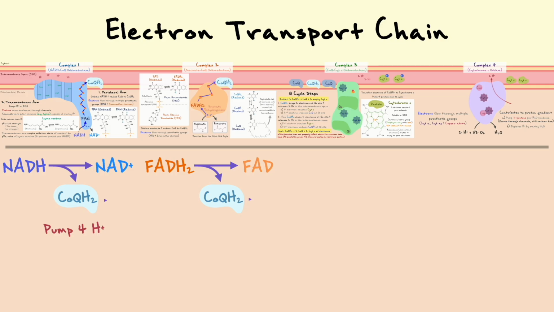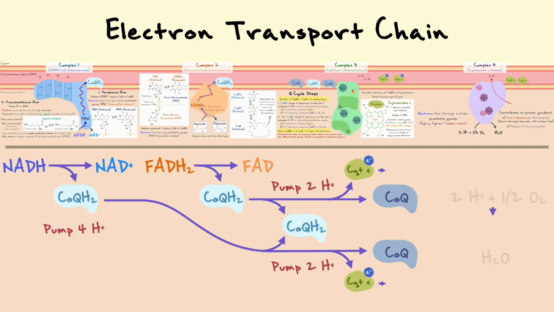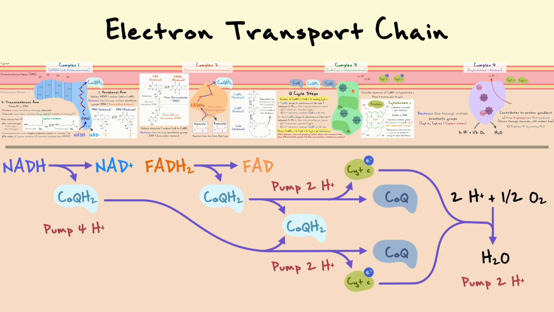In complex 3, the 2 CoQH2 molecules get oxidized to CoQ, and in the process, one of their electrons reduces cytochrome C, and the other serves to recycle one CoQH2 molecule. Each oxidized CoQH2 molecule pumps 2 protons, and thus, the entire complex pumps 4 protons. In complex 4, the 2 cytochrome C molecules reduce oxygen to water and contribute to pumping 2 hydrogens in the intermembrane space. In total, the electron transport chain pumps 10 protons per water molecule made.